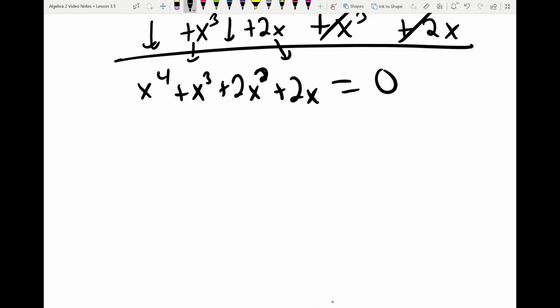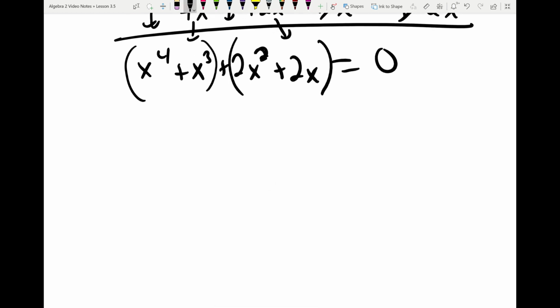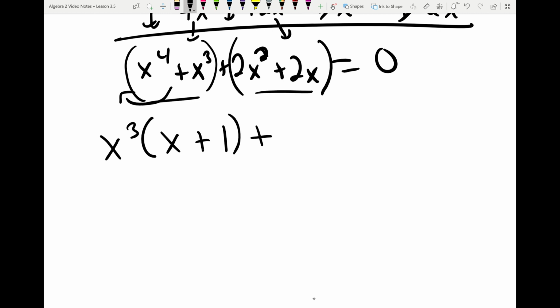So now this one you can actually factor by grouping here. So we're going to put 2 parentheses here, and then we're going to pull from each group. So from this first parentheses, I can pull out an x cubed. So x cubed times x is x to the 4th. x cubed times 1 is x cubed. Plus, now for the second parentheses, I can pull out a 2 and an x. So 2x times x is 2x squared. 2x times 1 is 2x.